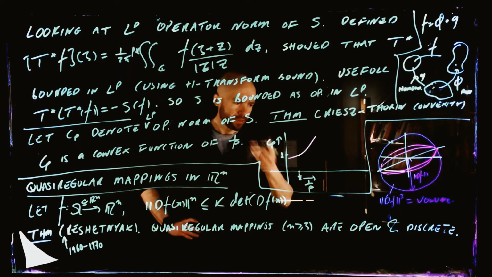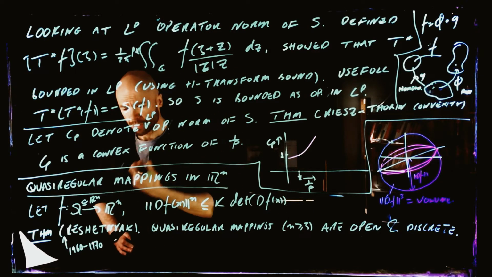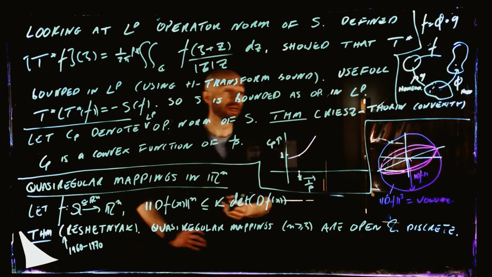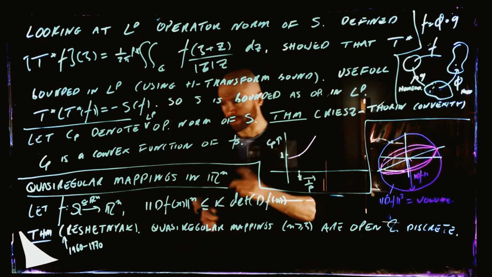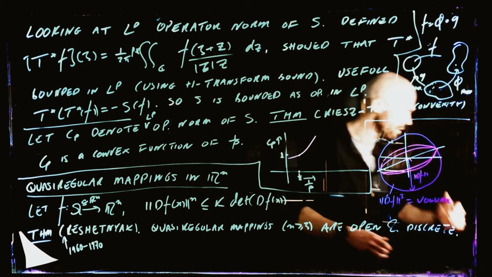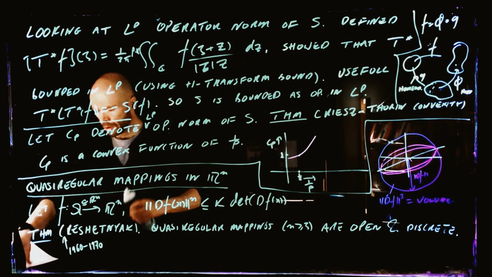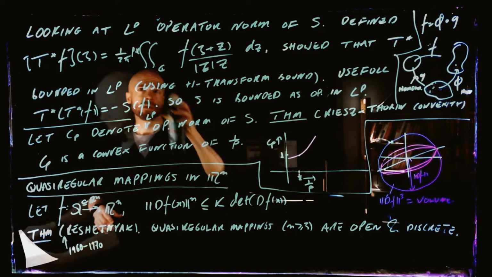But we have other theorems that are true in dimensions 3 and above that are not true for quasi-regular mappings in dimension 2. And that comes down to, or is related to, the difference between conformal mappings in dimensions 3 and above and conformal mappings in dimensions 2. So let me erase the board, and we will talk about this.